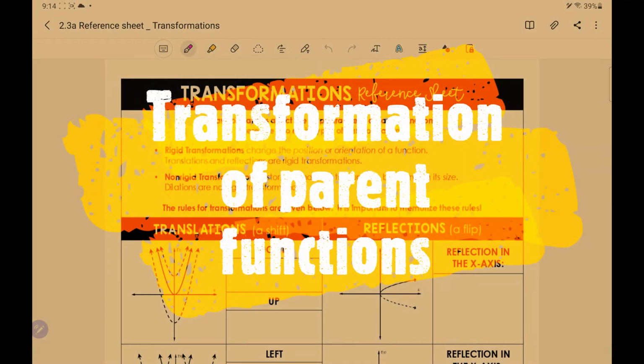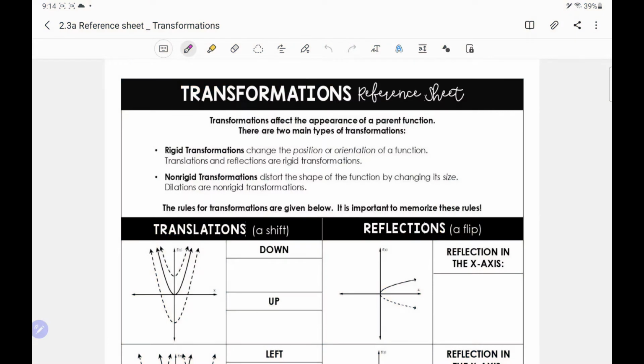Mrs. Stanley here. Let's talk about transformations. This is just an overview of the different things that we can do to an expression or equation and how that affects the graph. So we'll just first read through this.